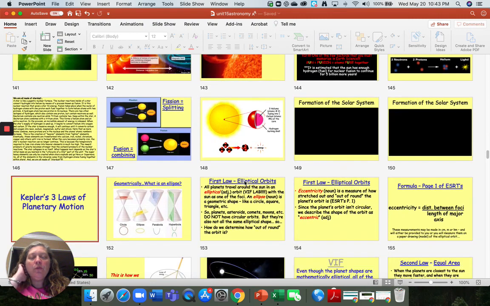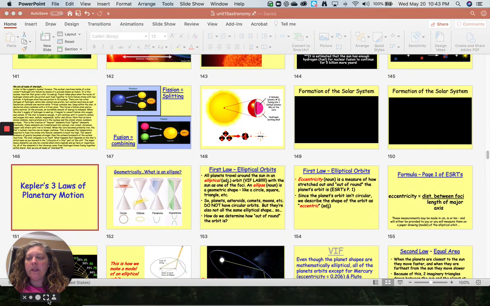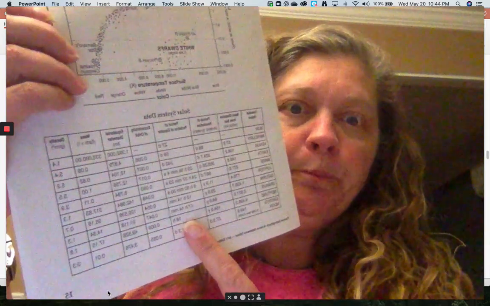So we're going to focus on the planets and the shapes of their orbits. We're not going to really study the planets in detail, like what is the surface of Mars made of and things like that. What we basically want to do is we just want to know kind of generalizations about the planets, and the way that we do that is by looking at the ESRT page 15.